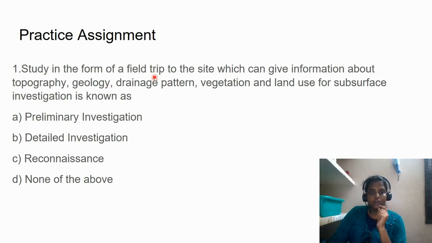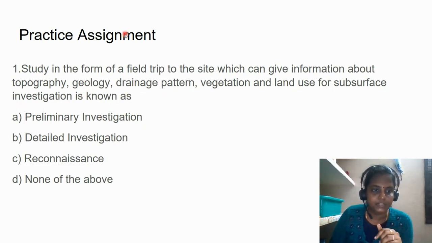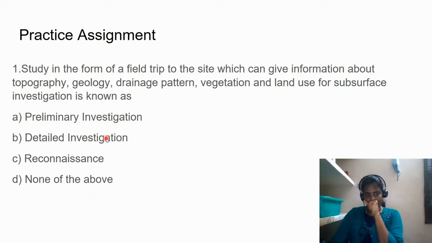Study in the form of a field trip to the site, which can give information about topography, geology, drainage pattern, vegetation, and land use for subsurface investigation, is known as. Can anyone tell the answer? Preliminary investigation. Okay, but the exact answer is going to be reconnaissance.